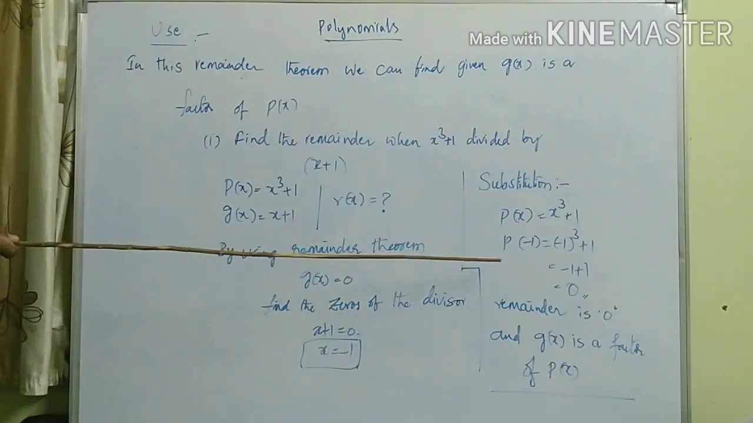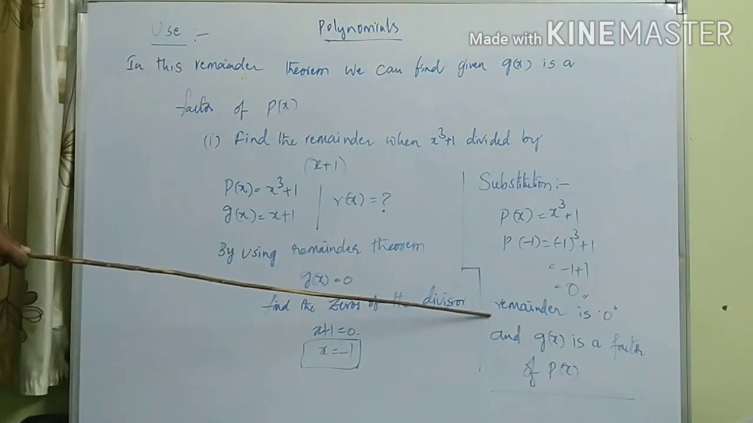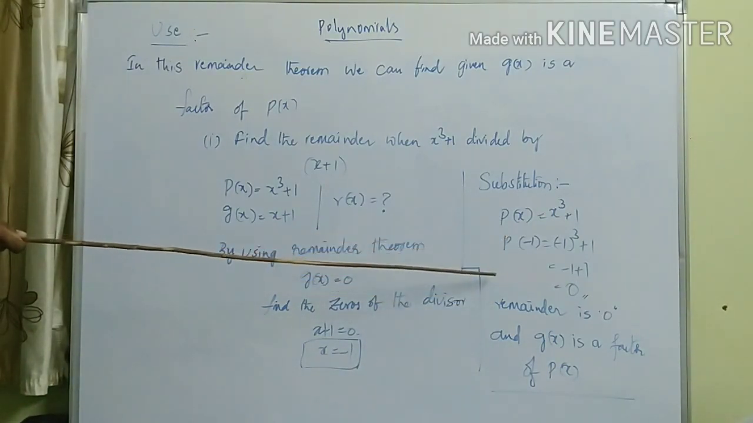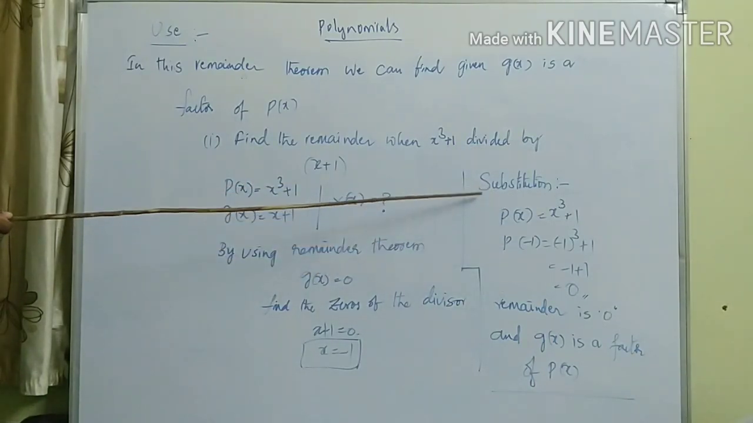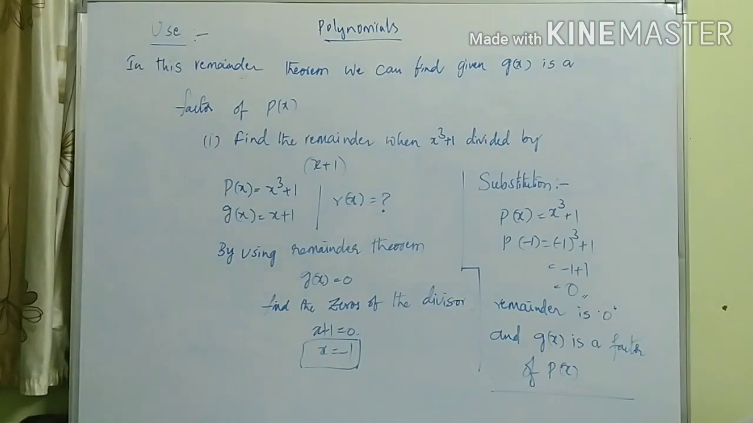When in this substitution we get the remainder as 0, then the given g of x is a factor of p of x, otherwise it is not a factor of p of x.